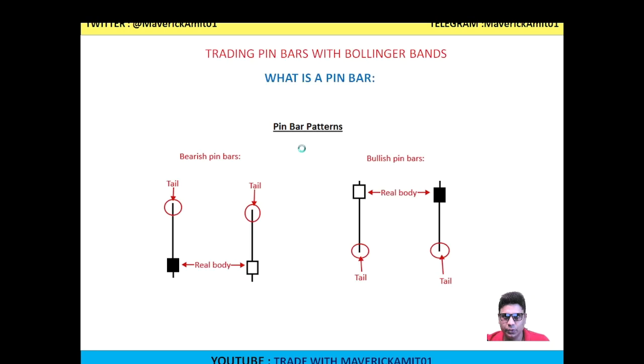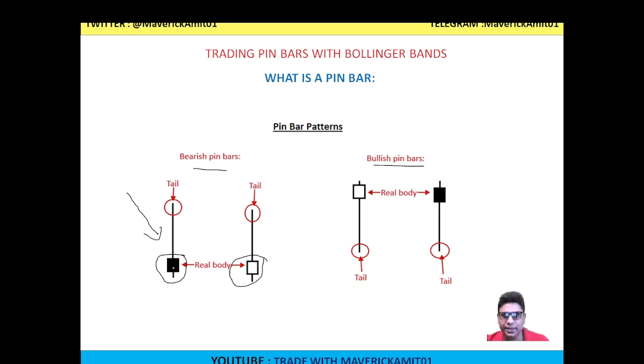So let's begin by understanding what a pin bar pattern is. A pin bar pattern, friends, can be a bearish pin bar or a bullish pin bar. As you can see on the screen, it is very easy to identify such patterns. The main characteristic of this pattern is that in case of a bearish pin bar, we have a very long tail. The real body of the candle is very small. You can see in both the cases, the real body is really small.